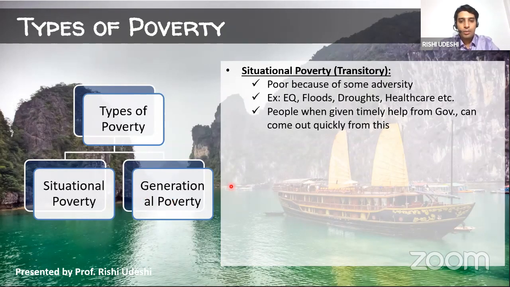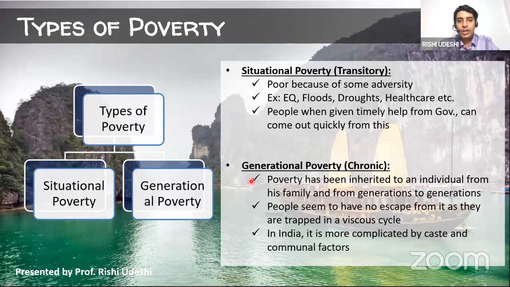Are you getting it? So let's read about this quickly. Generational poverty is also called chronic poverty, as opposed to transitory. Poverty has been inherited by an individual from his family, generation to generation. People seem to have no escape from it as they are trapped in a vicious cycle. We will understand what this vicious cycle is. In India, it is more complicated by caste and communal factors. There is something called a vicious cycle of poverty.